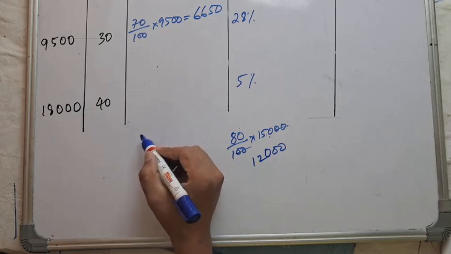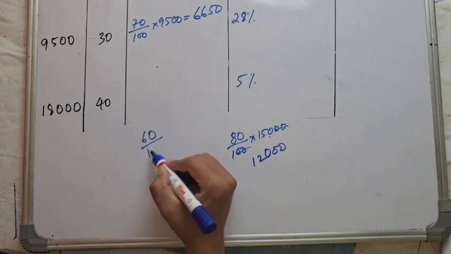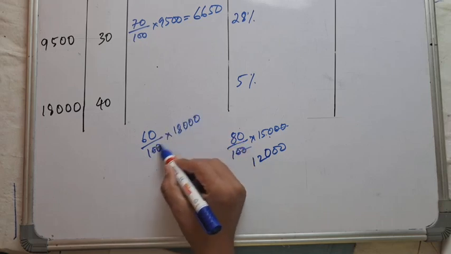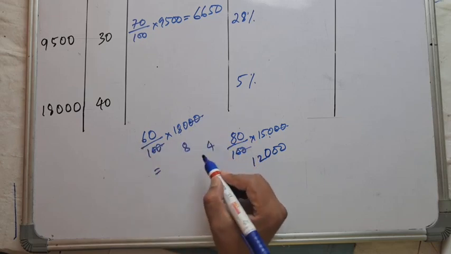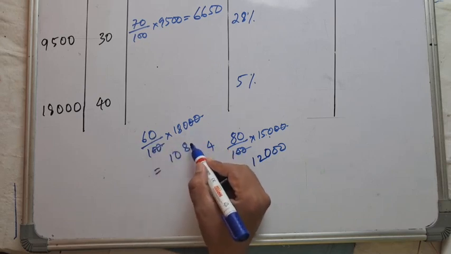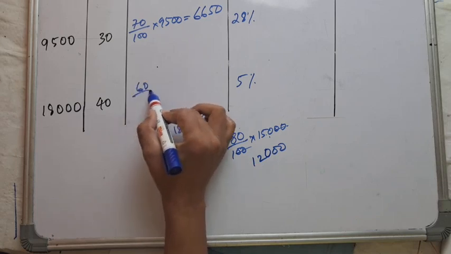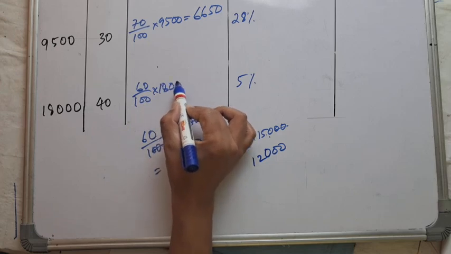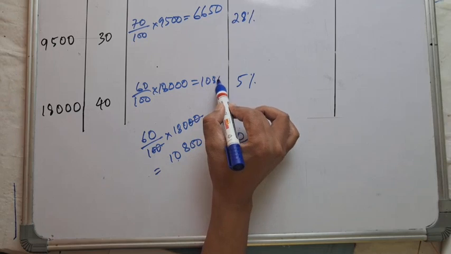Similarly, in the fourth case, 40% is the discount, so the selling price will be 60% of 18,000, isn't it? Two zeros cancel out. 6 8s are 48, 8, 4 in hand, 6 1s are 6 plus 4 is 10. This 0 we write here, 10,800. So 60% of 18,000 will be 10,800. Okay.